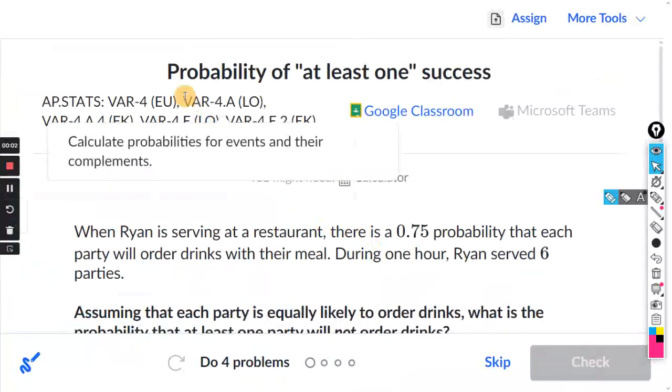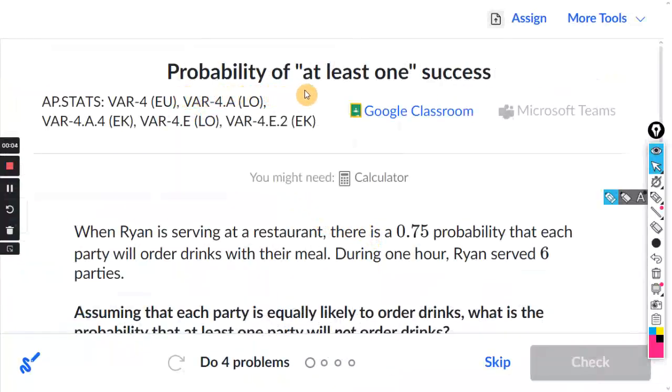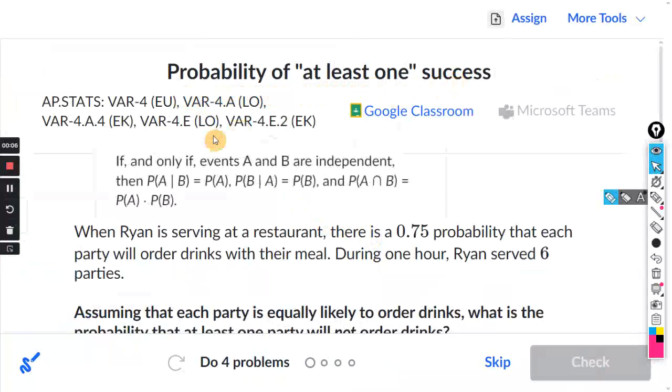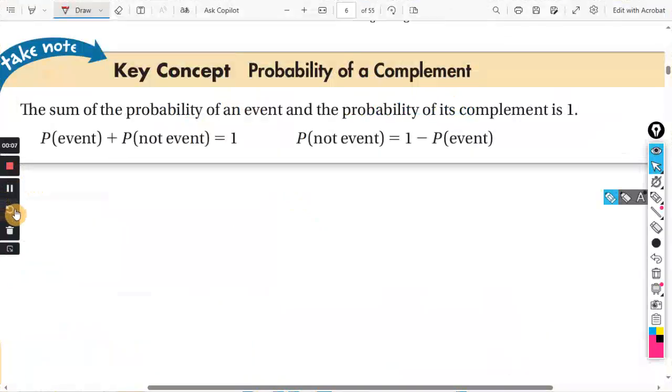This will be for the exercise on the probability of at least one success. So you want to remember for probability that in terms of percentage, 100%, if something is 100% guaranteed, its probability is 1 in terms of a decimal. You just move the decimal over 2 places. 100% is the equivalent to 1.